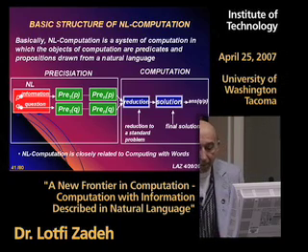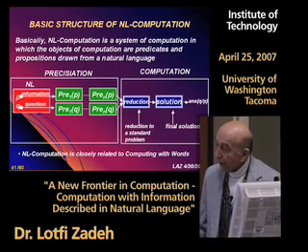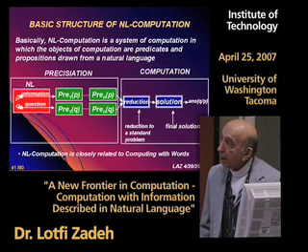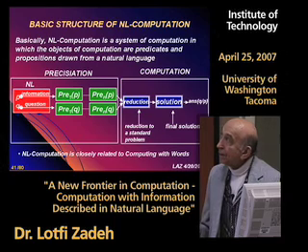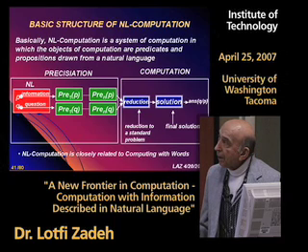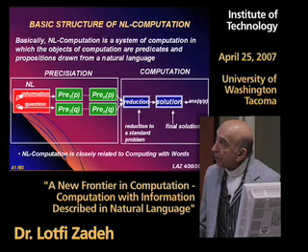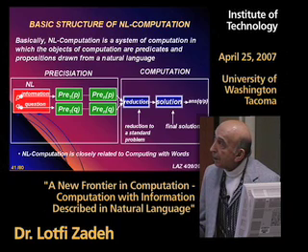So here is then the basic structure of NL computations. First, we have to precisiate. And we don't precisiate necessarily in one step. It may take a few steps. Now, once we precisiate, then we can compute. But in the approach that I'm going to describe, we are going to stop at this point over here.